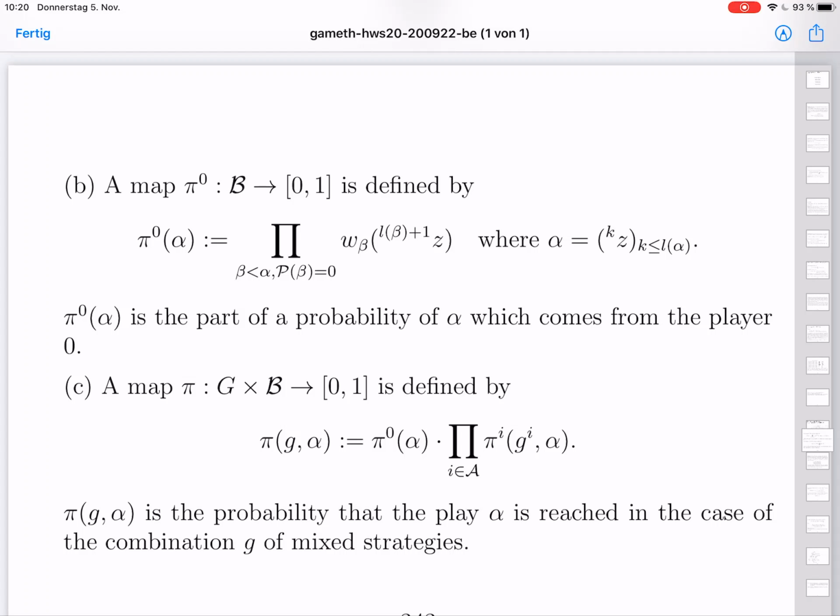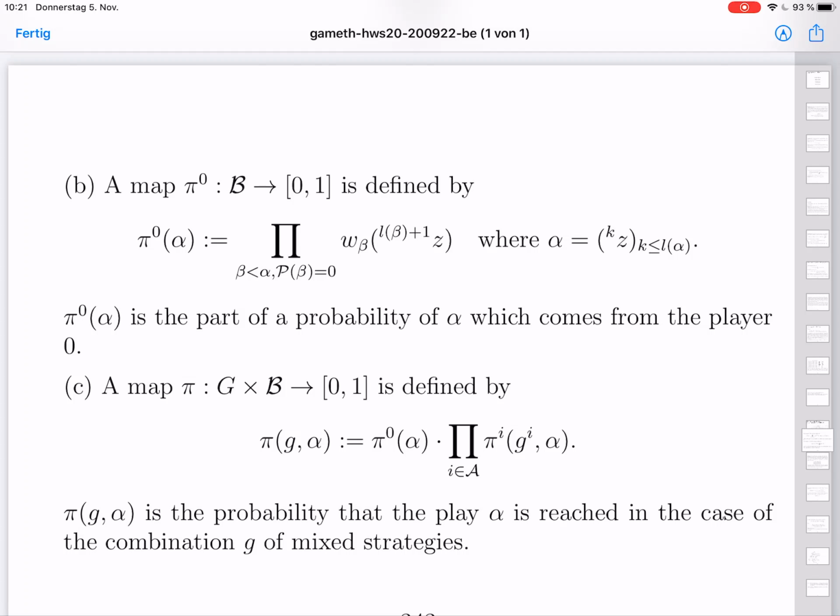So we have the play alpha, and before we have a number of other plays, and in some of these plays it's the turn of player 0, player nature, to do the next move. And he has to do the correct move, the compatible move. And the product of the probabilities for these compatible moves is now the number which is a part of the probability of player 0 for alpha, so pi_0 of alpha, which is also a natural condition. So now we can put this together, and then we get this map pi from G times B, which gives for each play the probability that it is reached by the mixed strategy combination g.